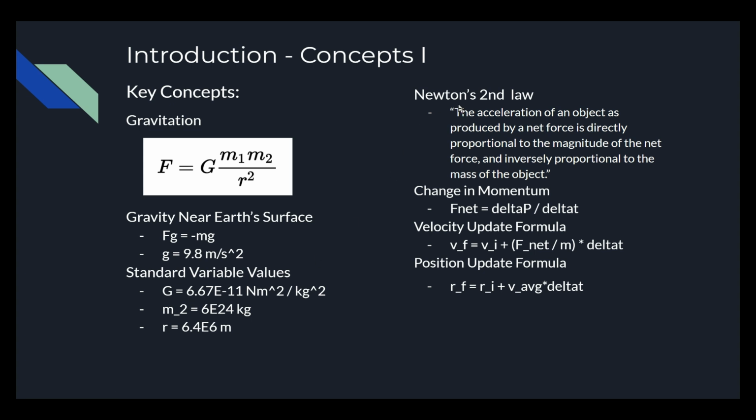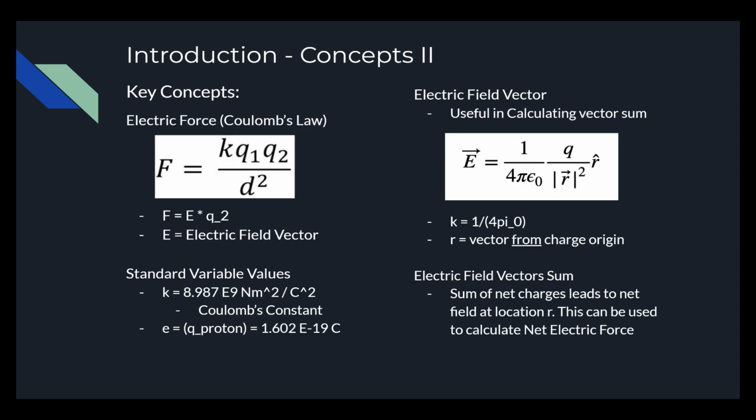We're also going to remember Newton's second law, that the acceleration is proportional to the net force. And that's going to be important in showing that the tape is not moving because the net forces are zero. Some other key concepts are the electric force, which is similar to gravity force. This right here does not take into account the vector, but by calculating the electric field vector, which is a sum of all the electric fields in the area, as you can see here, you can get a vector force on any object.